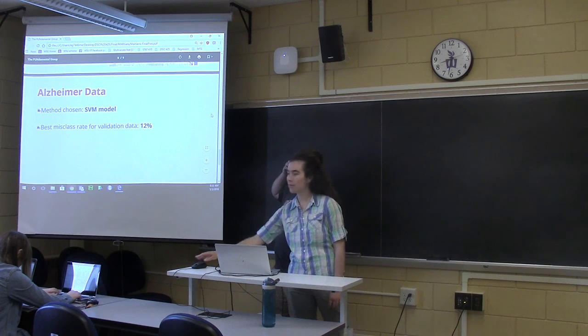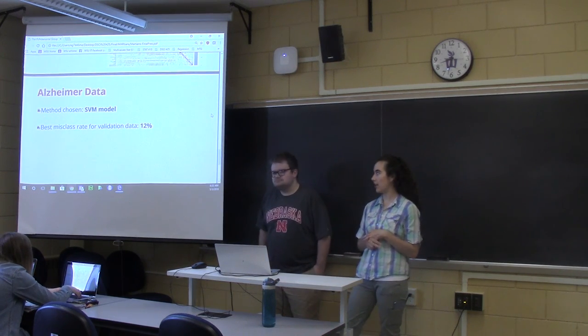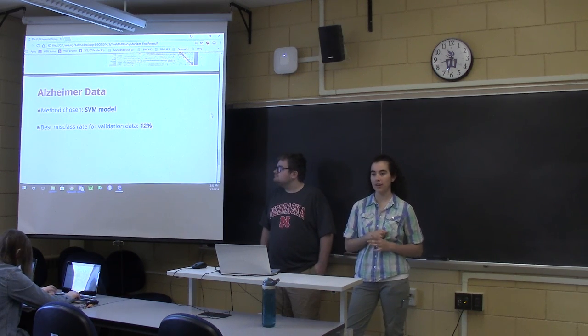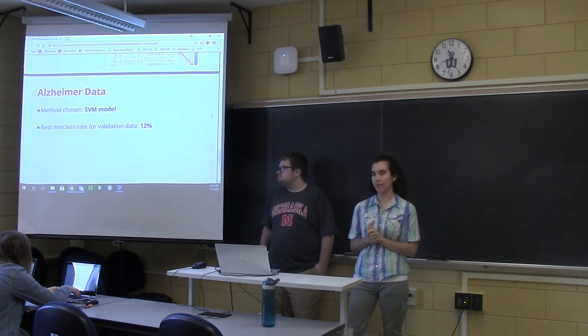So I tried a bunch of different models and fiddled with this and fiddled with that. It basically came down to the SVM model. I was getting a misclassification rate for the validation data of 12%, and I'm like, well, that's the best I was getting because all the others are around 20%. So I'm like, 12 is good.